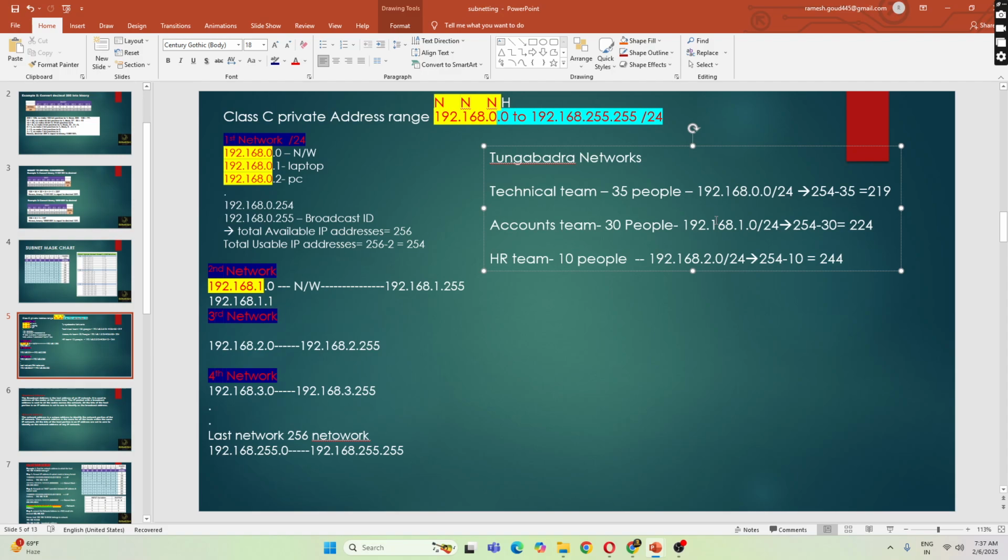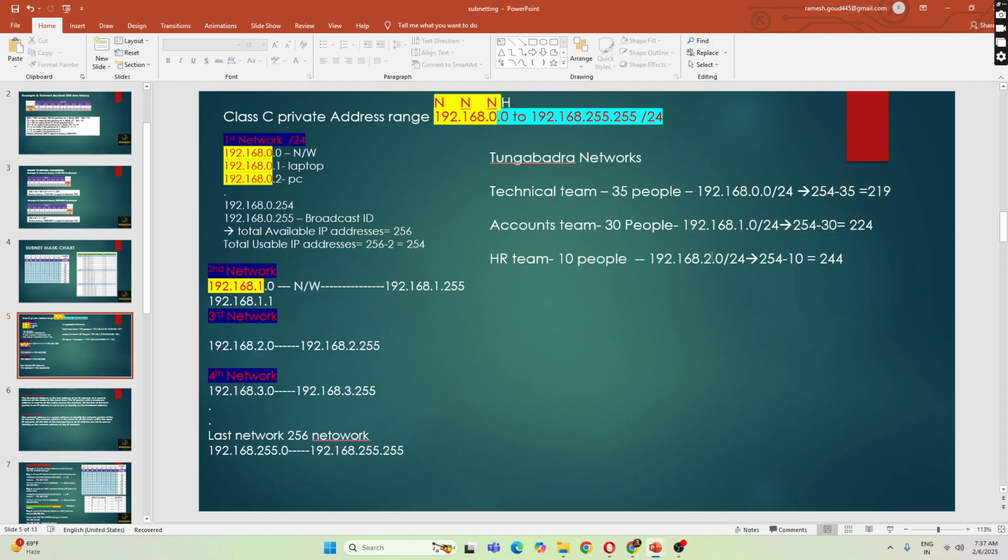Now the definition of subnetting. Subnetting means we can take any one network and divide that network into multiple networks for saving the IP addresses. So how can we divide one network into multiple networks? That is called subnetting. It means you are dividing one network into multiple networks.